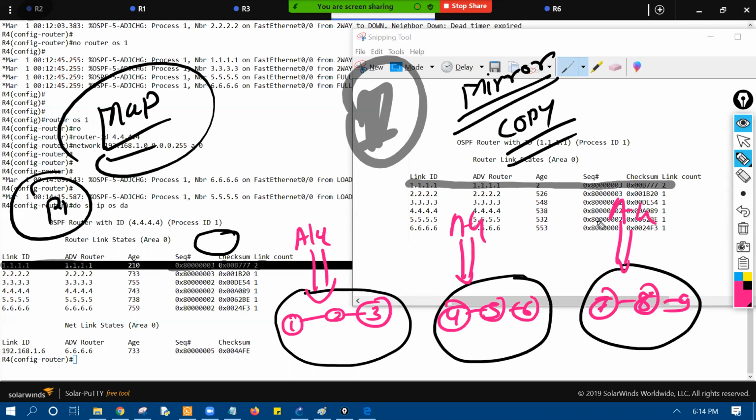So in this case, whatever routers are present within the area, they have the same database table. But between areas, they have different database tables, because this is algorithm number 1, this is algorithm number 2, and this is algorithm number 3. Within the area, whatever routers are present, they are running the same algorithm. And this is the reason why they have the same information.